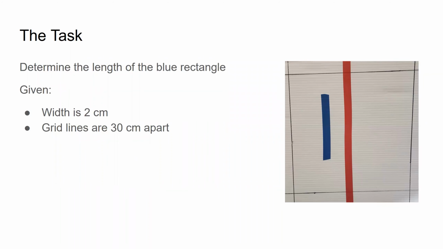So the task we're trying to solve here is basically determining the length of this blue rectangle. And what we're given is that it's 2 centimeters in width, and we have grid lines that are 30 centimeters apart. So just from a single image, we want to be able to tell what the length is in centimeters.